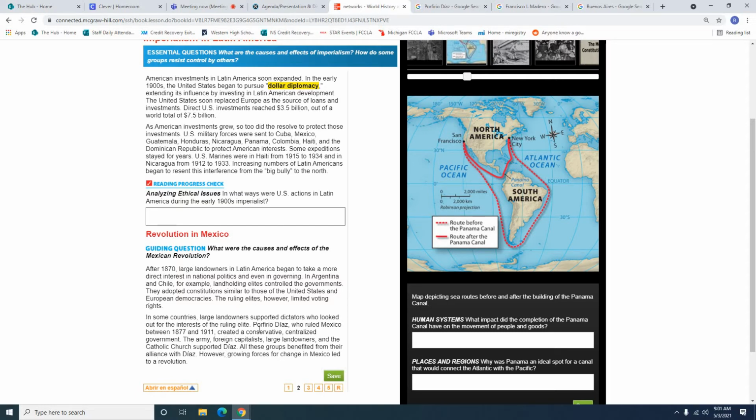So you have ruling elites like Porfirio Diaz. He is a representative of the large landowners. He's a dictator. He is for the interests of the ruling elite. He rules Mexico for a fairly long stretch of time, as you can see right here, 1877 to 1911. There's a lot of change in this period of time. So he's about the old conservative regime, centralized government, very pro-military, of course. The military helps keep him in power.